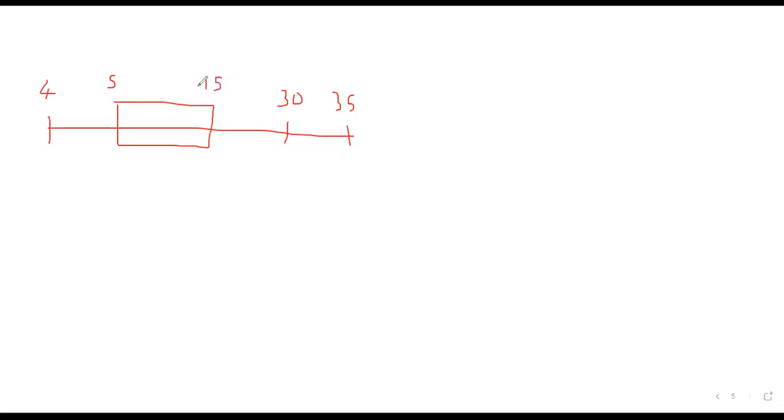So the difference between these two is the interquartile range, obviously. 15 minus 5 is what? 10. So you multiply this 10 by 1.5, it's standard. 10 times 1.5 is what? 15. So 15 is your correction term.